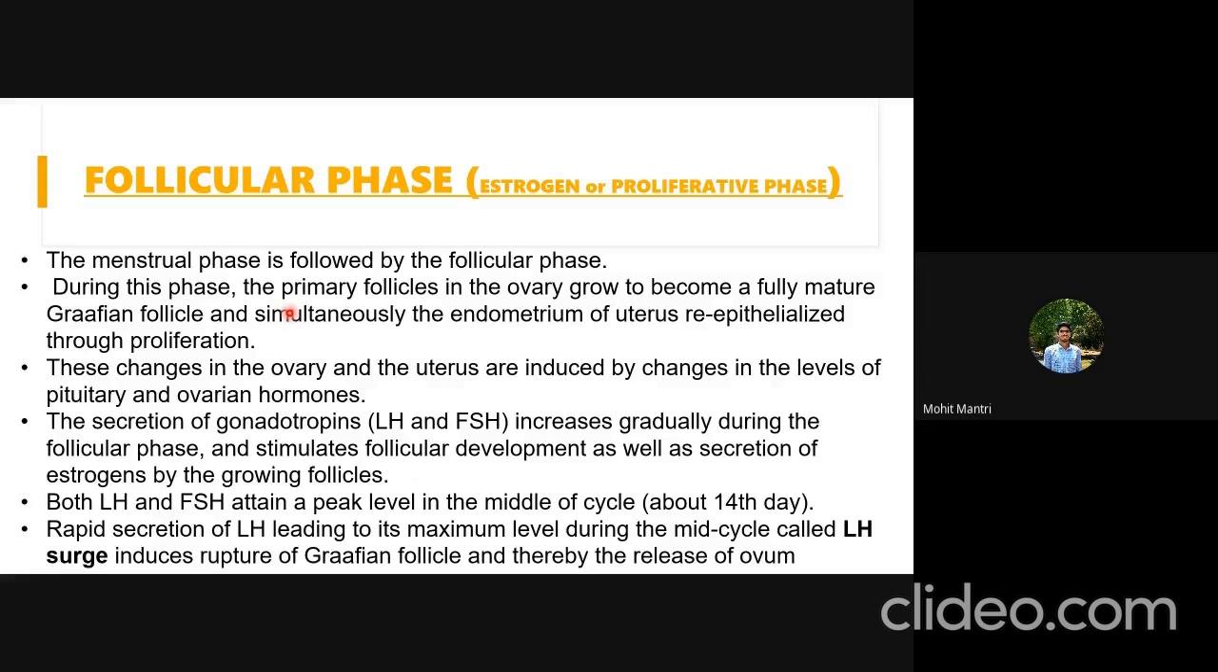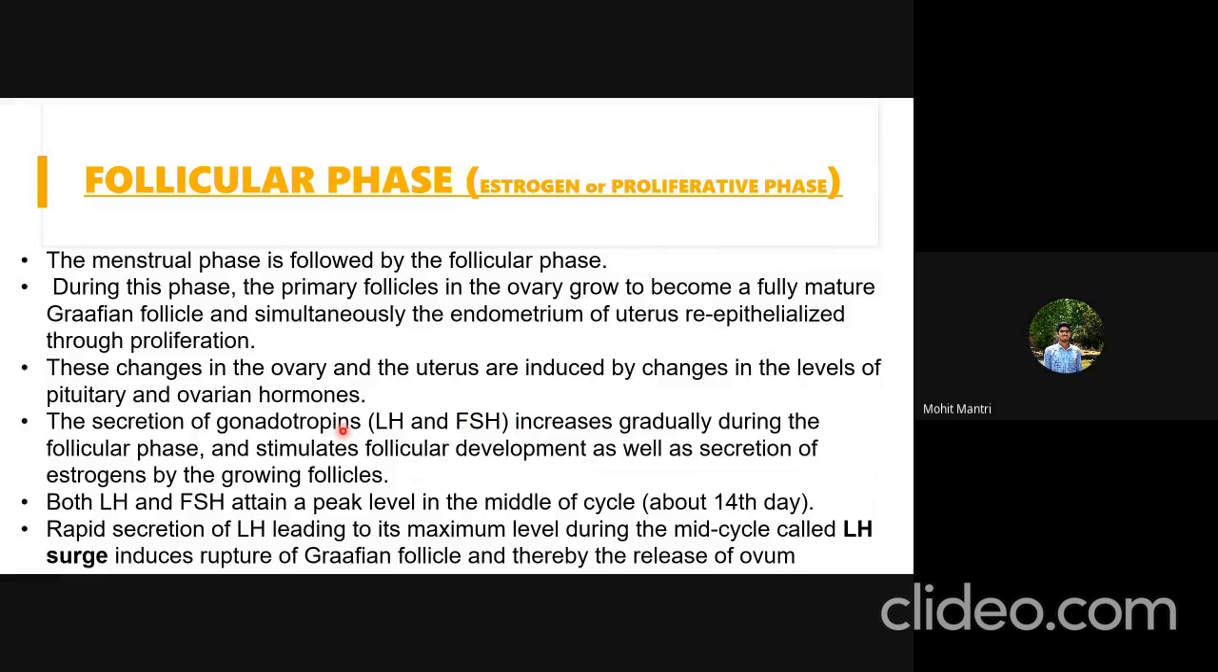So the thickening of the endometrial wall in the uterus takes place during this phase, and these changes in the ovary and uterus are induced by changes in the level of pituitary and ovarian hormones. The pituitary hormones include FSH and LH, and the ovarian hormone includes estrogen. So secretion of the gonadotropins LH and FSH increases gradually during this phase, and it stimulates follicular development as well as the secretion of estrogen by the growing follicles.